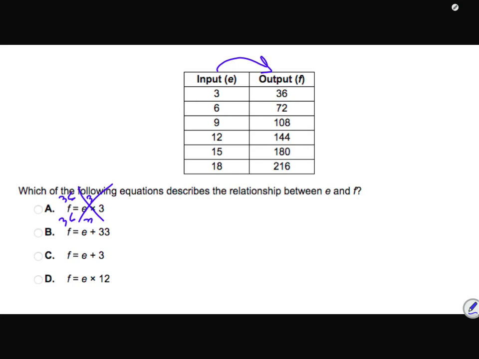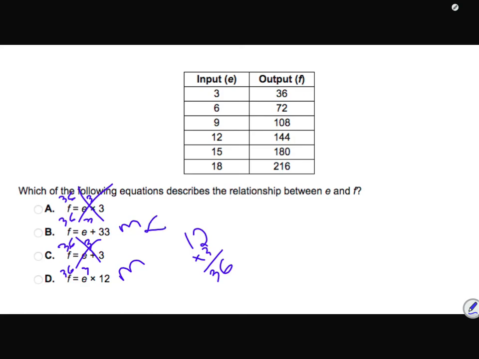Let's see, is 36 E plus 33? 33 plus 3 is 36. So that one works. Let me try, I'm going to put a maybe here. I'll come back to it. C, F equals E plus 3. So let's see, is 36 equal 3 plus 3? No. F equals, so F is my 36, E times 12 is 3 times 12 is 36. Oh no, I'm between 2 maybes, so I'm going to check.